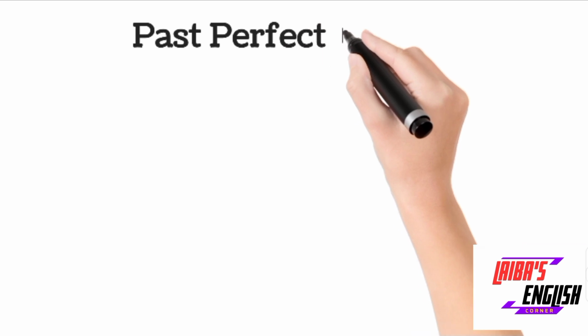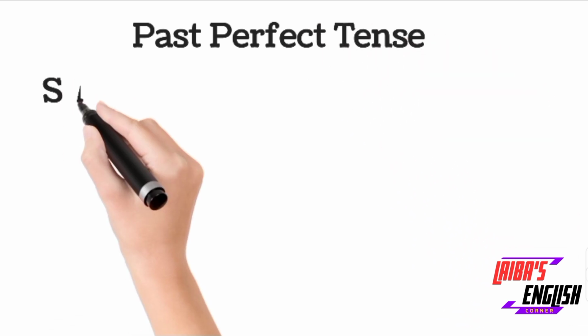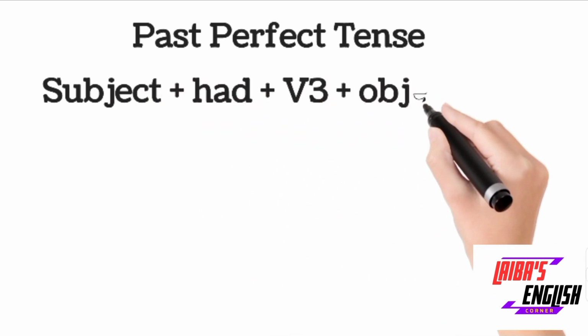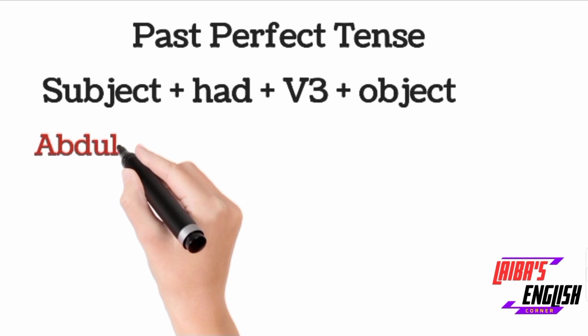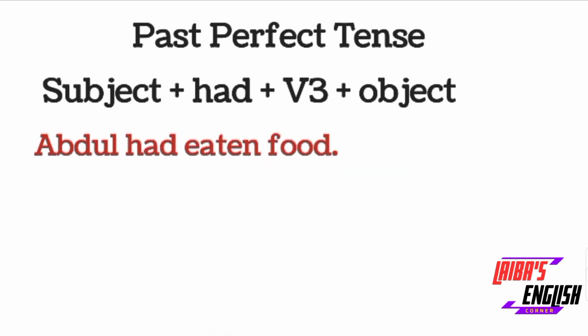Now we are going to start with our third type of past tense, which is past perfect tense. So the structure of past perfect tense is the subject plus had plus verb third form plus an object. In present we have put has and have, but now we have to put had in the past perfect tense as a helping verb. Example is Abdul had eaten food.